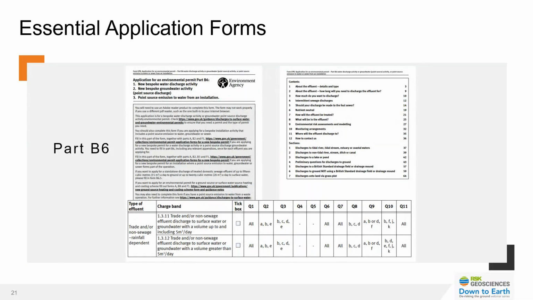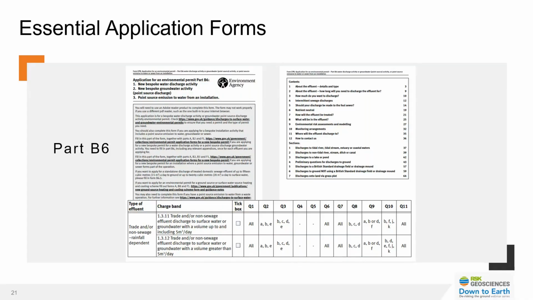Part B6 goes into a bit more detail about the water discharge or groundwater discharge activities, although it should be noted that a fair few sections of this form relate to the discharge of foul sewage and typically don't need to be completed for the discharge of construction surface water. There is quite a handy table, so table 1 within form B6, which confirms the questions that you're required to answer depending on the type of effluent that you're looking to discharge.